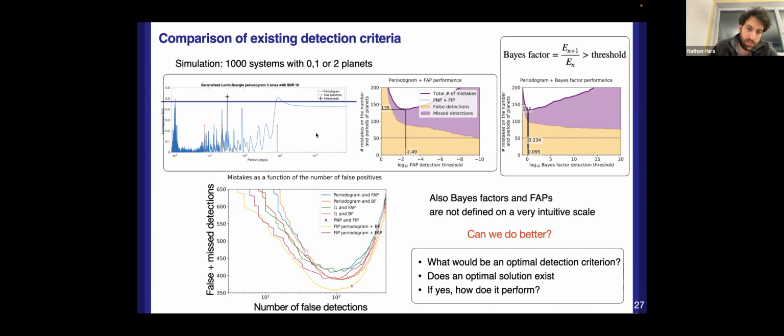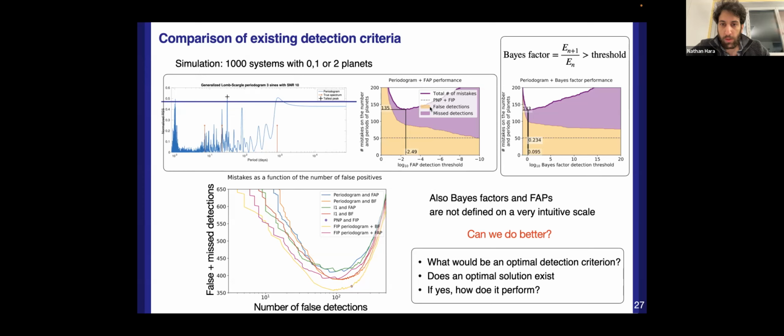Okay, so one thing you can do is to compare the existing detection criteria. So here I did a simulation with 1,000 systems with 0, 1, or 2 planets. I'm going to compute the Bayes factor, the periodogram, and so on. And I'm going to vary the detection threshold. So as I vary the detection threshold, for example, here I'm becoming more and more stringent. It corresponds to raising this detection threshold as I move right. I will have less and less false detections and more misdetections, obviously, because there will be real signals which are small and which I will miss because I want to be so sure about the detection.